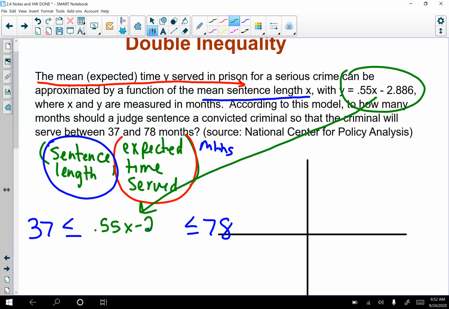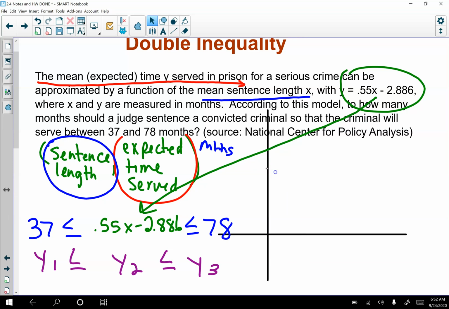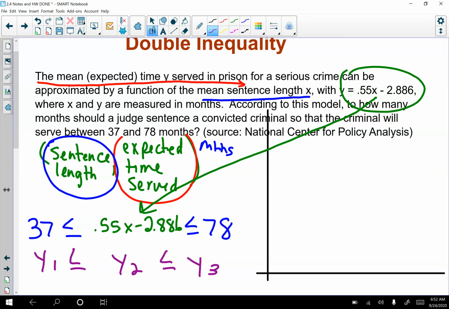So 0.55x minus 2.886. And again, we're not going to solve this algebraically. My y1, y2, and my y3. And we're going to drop these into our calculator. And I'm going to let you do that. I'm just going to move this a little bit. So when you do drop that into your calculator, you're going to get your 78, which is your y3.